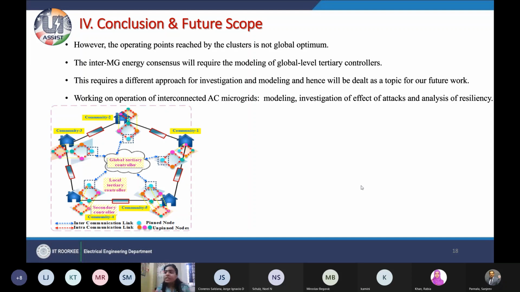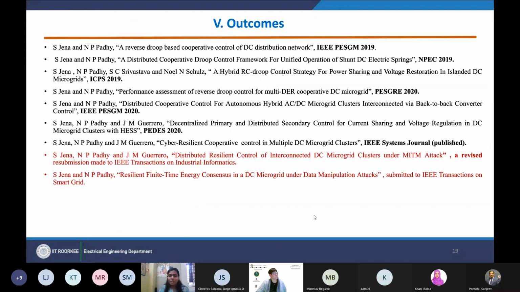Simultaneously, we know that the work stands challenged more because it has not been investigated from the perspective of AC microgrids, which are going to be more practical, or the research would be incomplete without it. So we are also working on modeling of distributed secondary and global tertiary control layers for AC microgrids, and hopefully we would present to you something new the next time we meet. Thank you. Any more questions? Any questions or doubts you could ask?